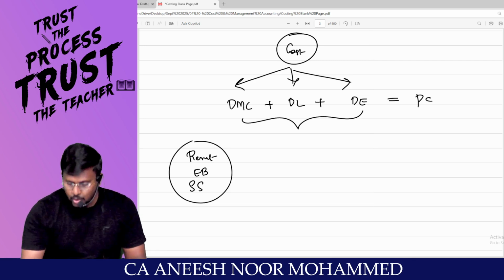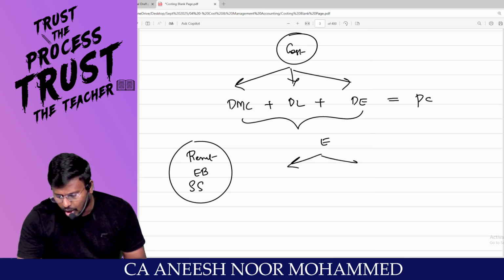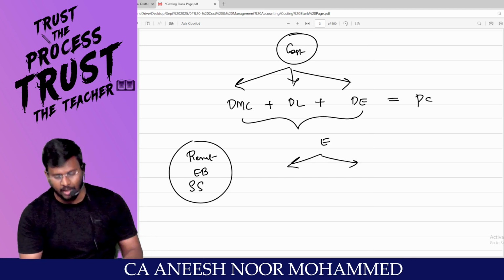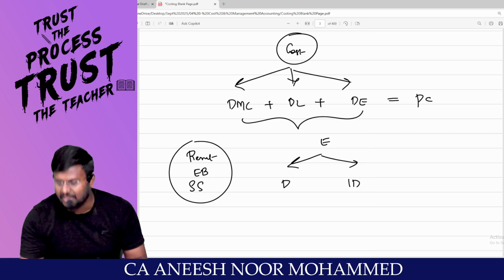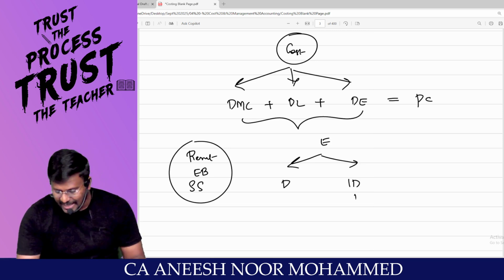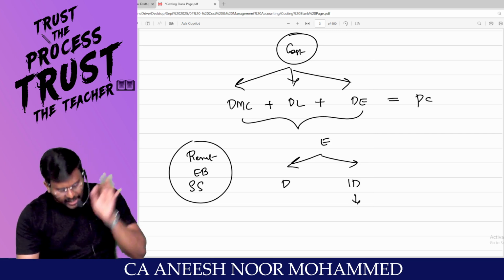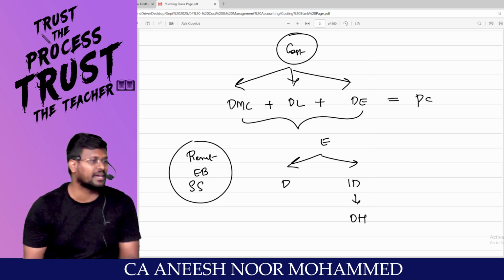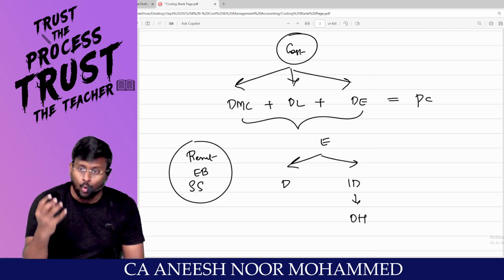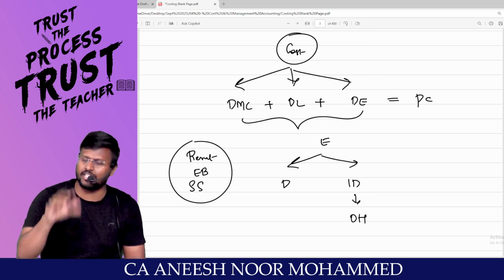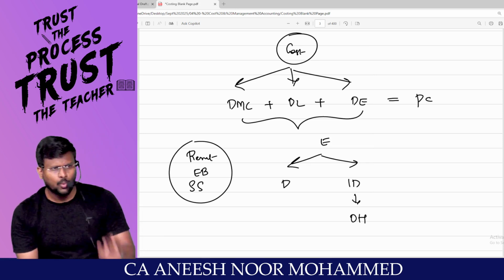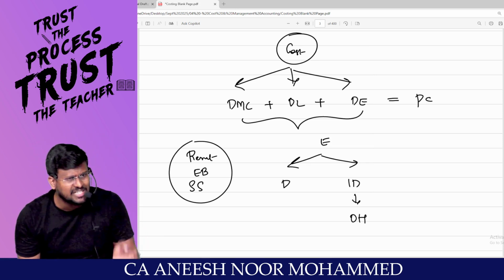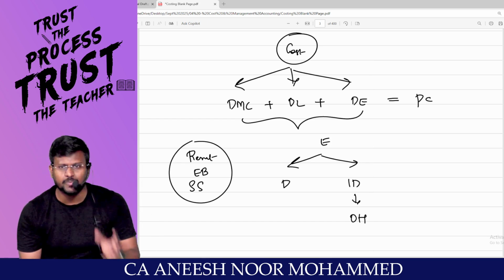So the expenses in costing are classified into two categories. One is direct and the other is indirect. The indirect expenses in costing are called overheads. Overhead means indirect expenses. Overhead means which cannot be expressed as per unit.